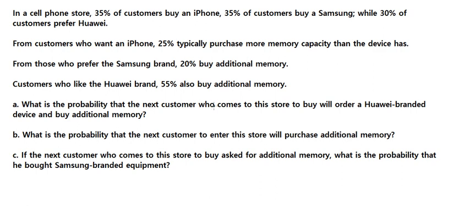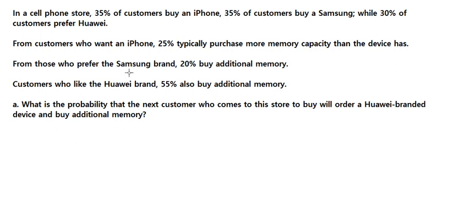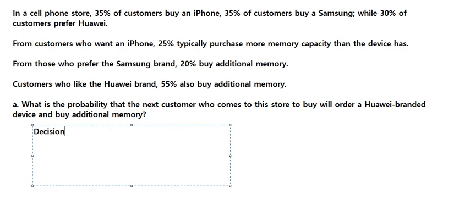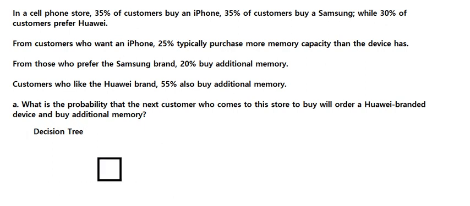The topic today is about probability. So now I want to show you how to answer. For question number 1, we can use a decision tree. That means we will have a square in here. We know that 35% of customers use iPhone, 35% Samsung, and 30% Huawei. So they should be like this.